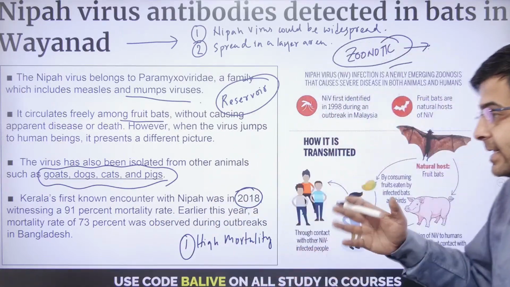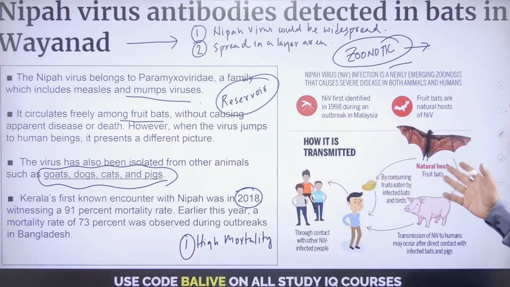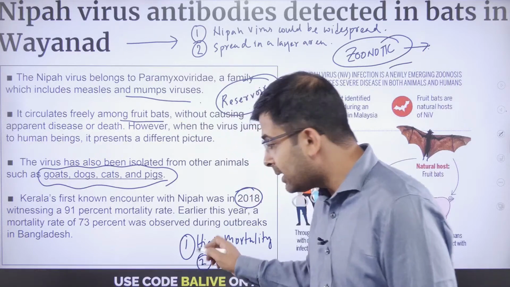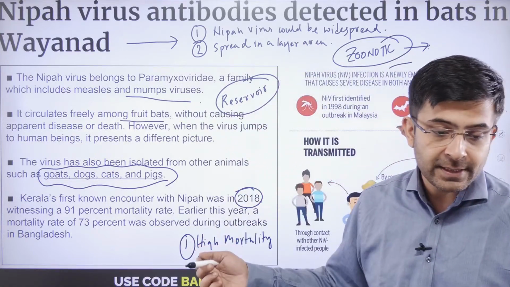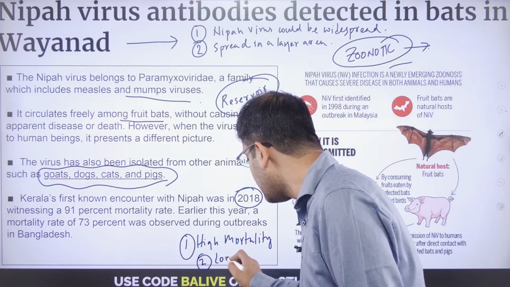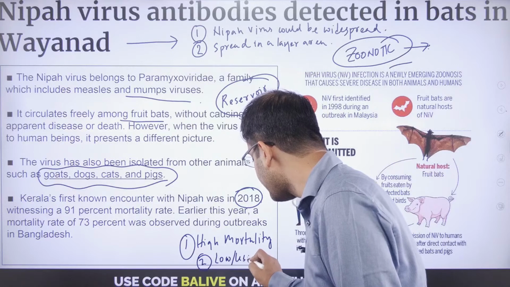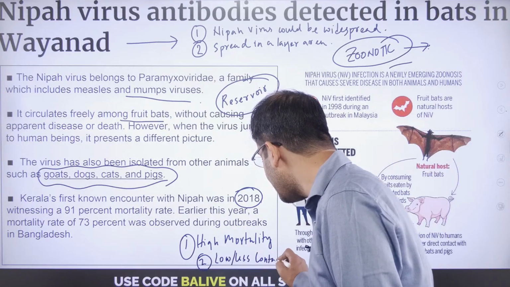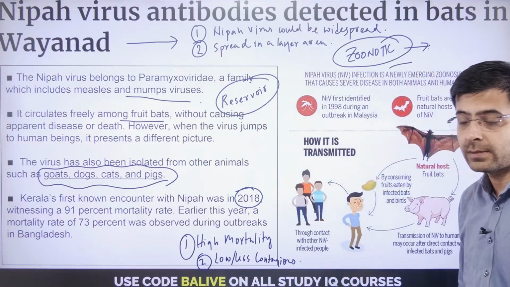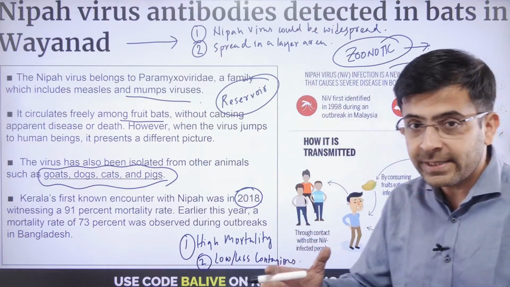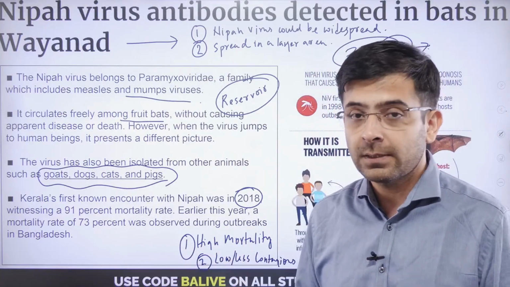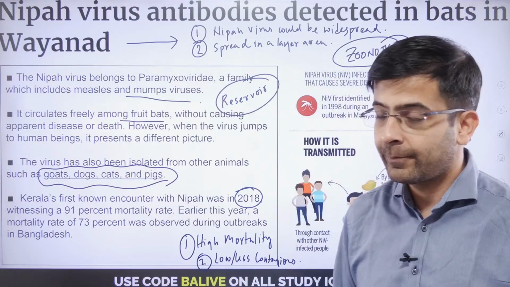But then there is another difference, number 2, the other characteristic that you need to know: it is low or less contagious. And I'll tell you how. It is less contagious, but those who finally get infected with NEPA, there is a fair chance that fatality is a possibility.